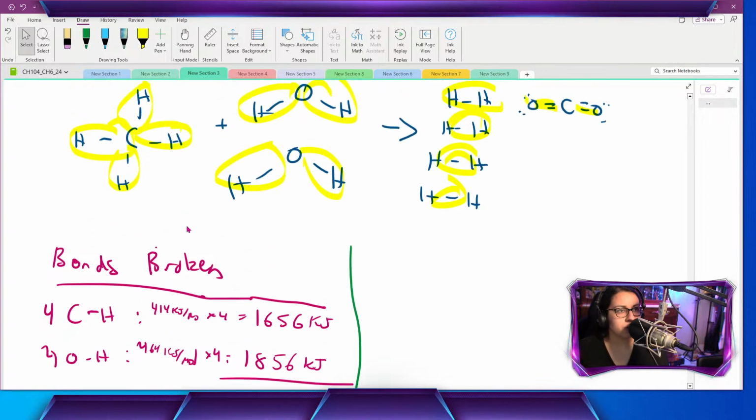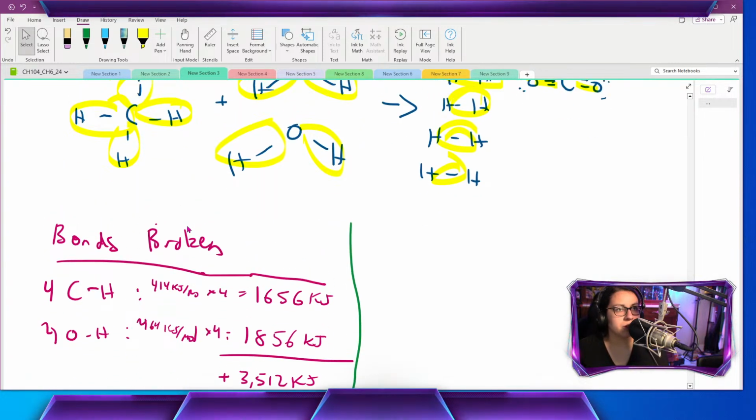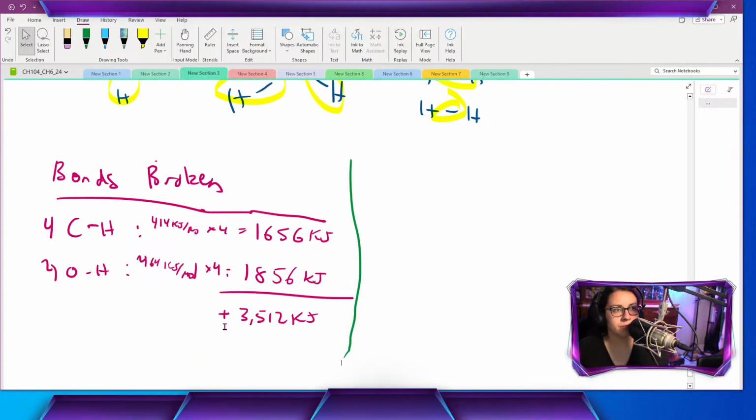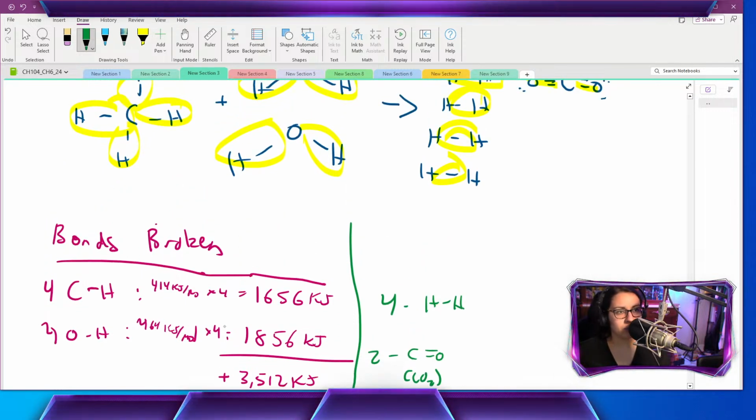So let's switch over to our bonds formed. And I'm just kind of recapping mentally. Okay, 4 HH. And we said 2 of these CO bonds. But I'm actually going to write CO2. And we'll see why in a second. Let me title my graph.